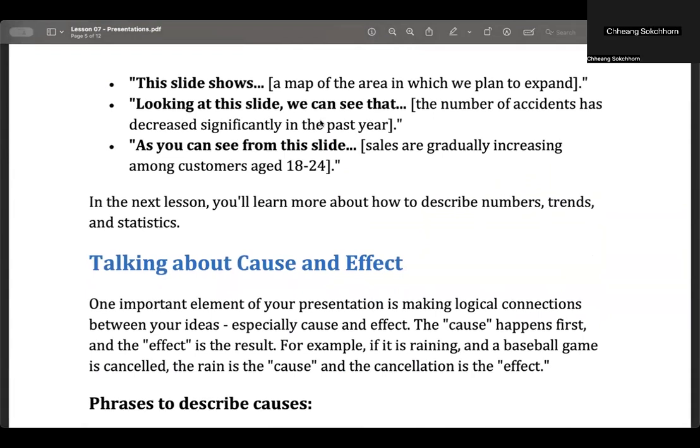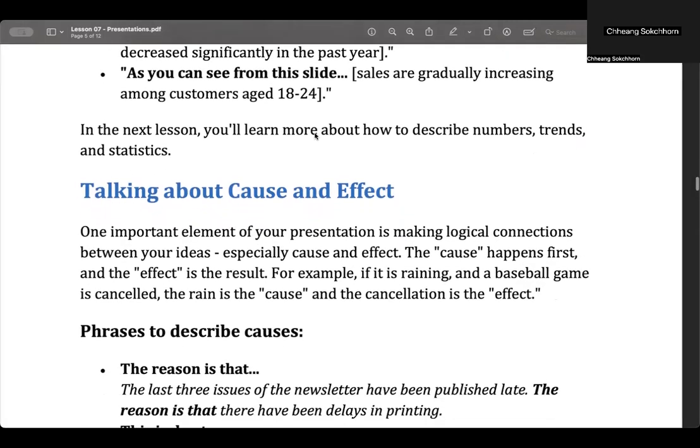This slide shows a map of the area in which we plan to expand. Looking at this slide, we can see that the number of accidents has increased significantly in the past year. As you can see from this slide, sales are gradually increasing among customers aged 18 to 24. In the next lesson, you will learn more about how to describe numbers, trends, and statistics.